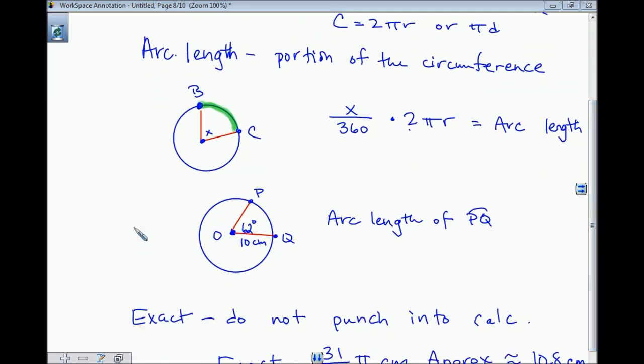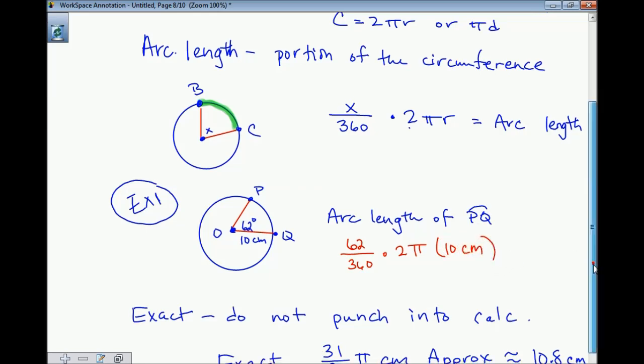So here's an example. Example 1. Here's our circle, and our central angle is 62 degrees. The radius of this circle is 10 centimeters. And I'm asking you to find the arc length of arc PQ. So what we would do is degrees over 360, which in this case would be 62 over 360, times 2 pi r, and the radius in this example is 10 centimeters.